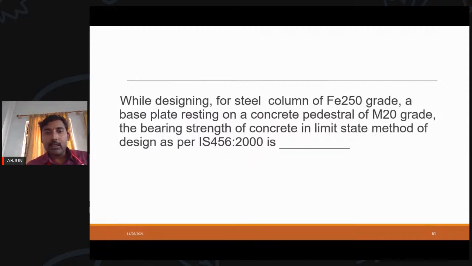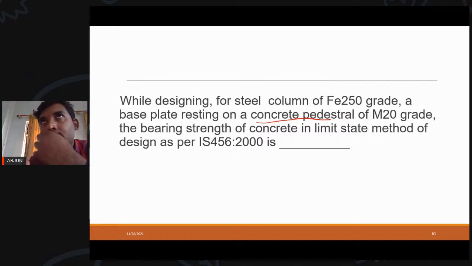While designing for a steel column of Fe 250 grade, you might have wondered why they are mentioning the steel column in case of concrete structure. So read the question fully. They are mentioning that while designing the steel column of Fe 250, a base plate resting on a concrete pedestal. Okay, concrete pedestal means whenever we want to erect the steel column, we require the foundation.